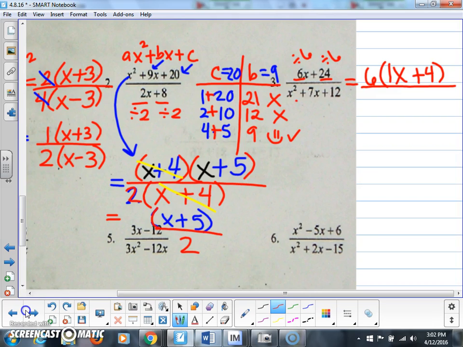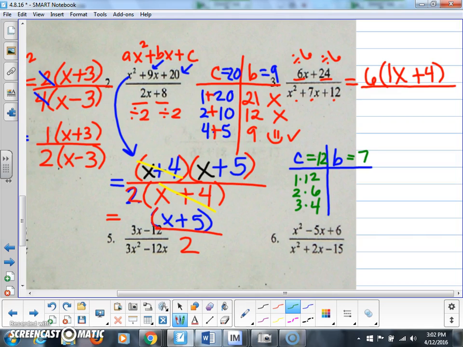How many terms are there? 3 terms. Whenever there's 3 terms, you're going to do a CB table. So my CB table says that C is equal to what? 12, good. And B is equal to 7. Starting from 1, what are the factors of 12? 1 and 12, 2 and 6, 3 and 4.